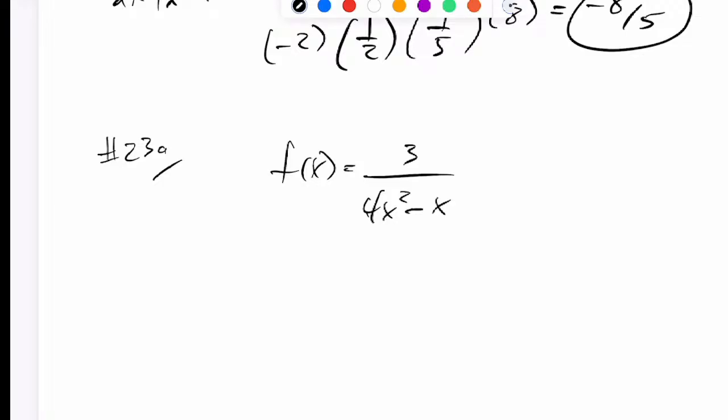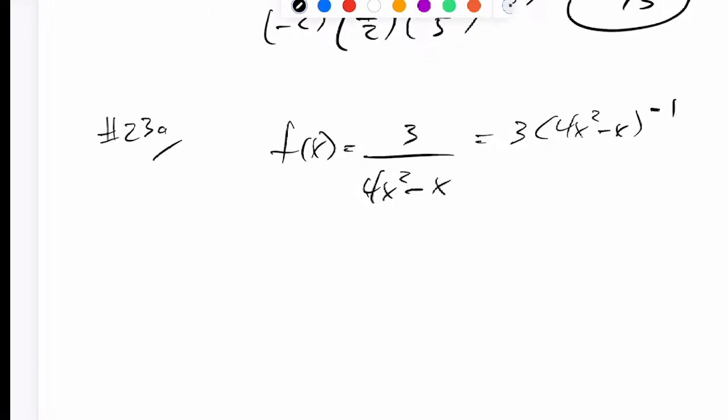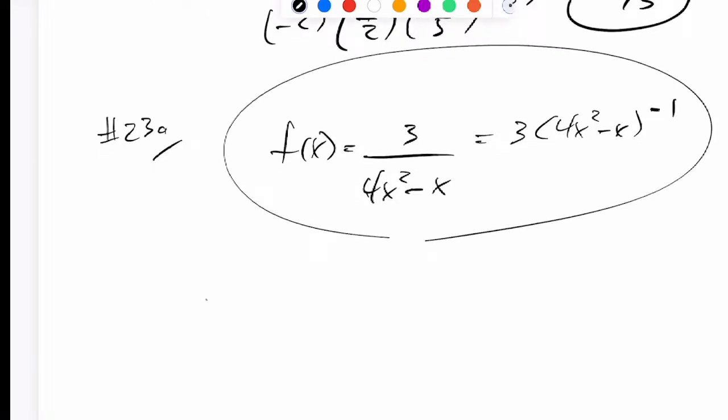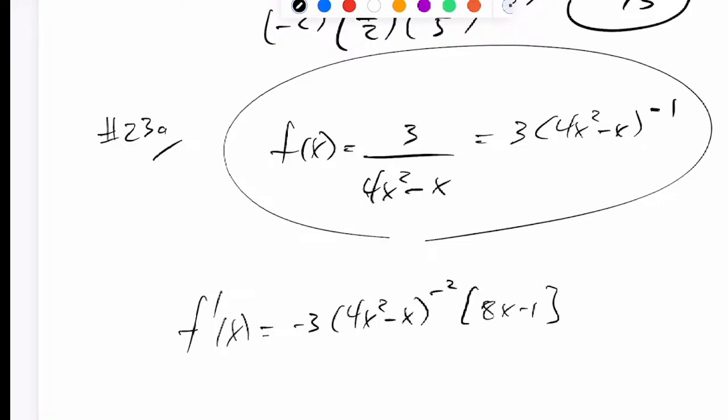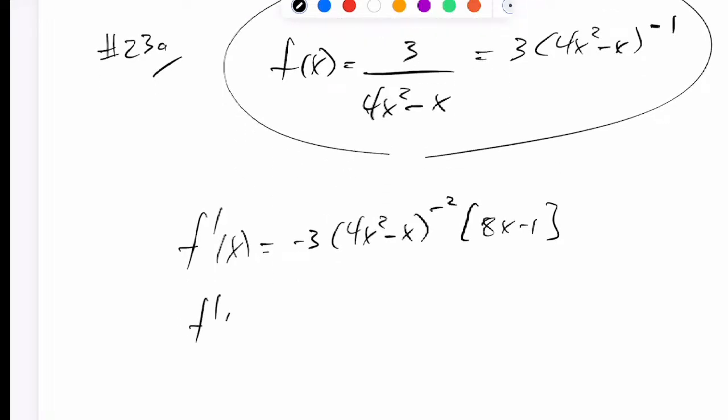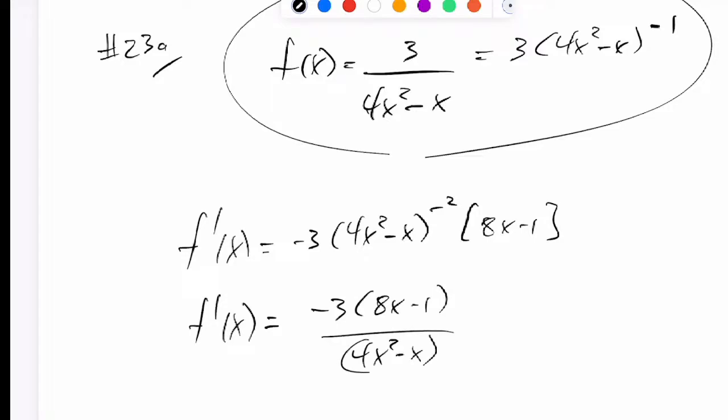So for 23A, they want to know when is it not differentiable? Well, step 1 is to go ahead and take the derivative. So pop that to the top and do your power rule on this. So f prime at x is going to be negative 3, 4x squared minus x to the negative 2 times 8x minus 1. So now f prime at x is going to equal negative 3 times 8x minus 1 over 4x squared minus x squared.